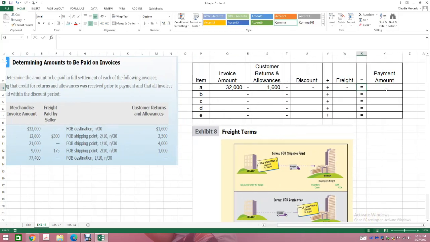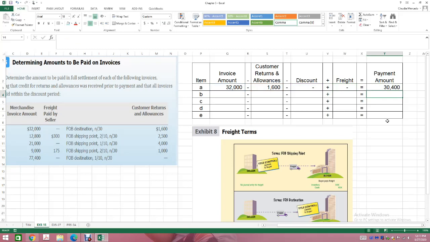Okay, so now I'm going to do my calculation, which is going to be equals to the invoice amount minus your customer returns and allowances minus your discounts plus your freight, okay? So remember, it's the invoice amount minus your customer returns and allowances minus your discounts plus your freight, okay? So that will give me $30,400, okay?